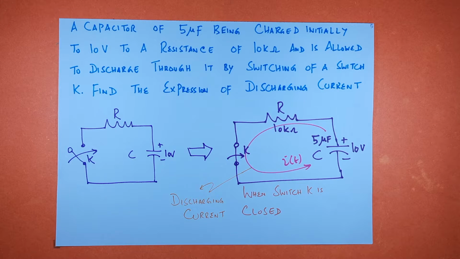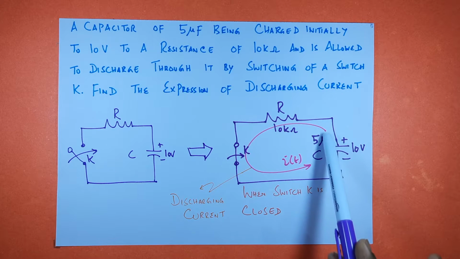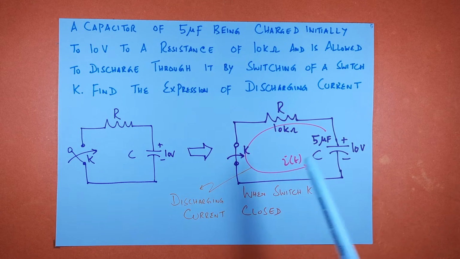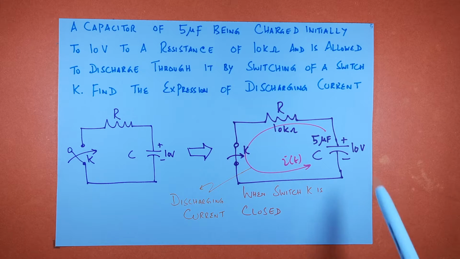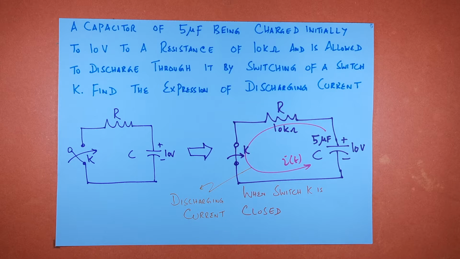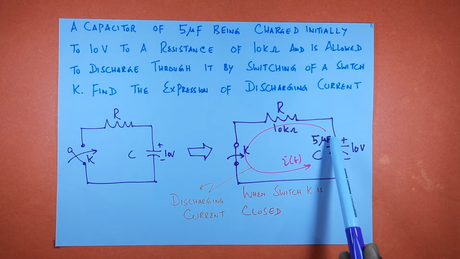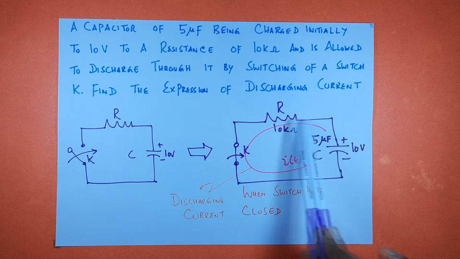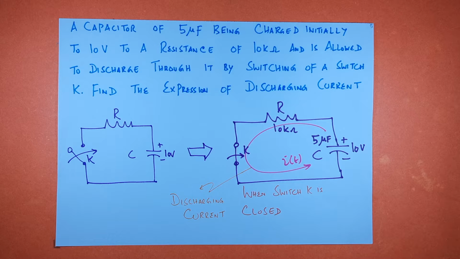Now when we close the switch K, what will happen? Current will flow like this. So the capacitor was initially charged to a voltage level of 10 volt. So when you close the circuit by closing this switch K, it will discharge in this manner. So this current I of t in this case is called a discharging current.